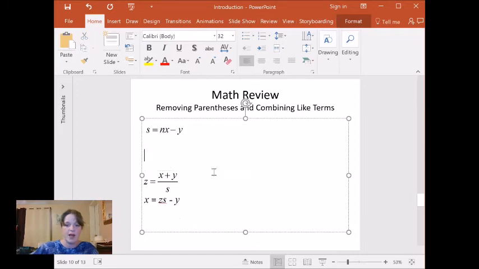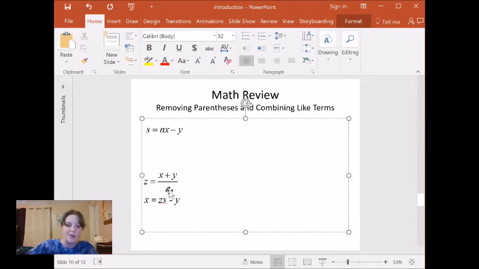Now, how do I solve this problem? So I have z equals x plus y over s. Now I go ahead and tell you that this is the answer, that it's x equals zs minus y, but let's see how I got at that. Let's delete that for now. How am I going to get at an answer like this?